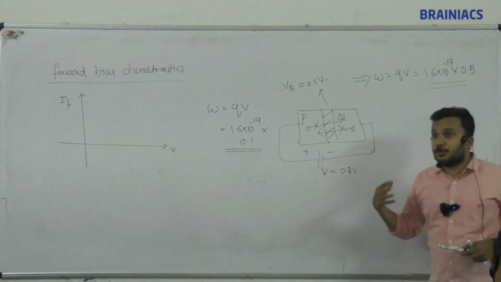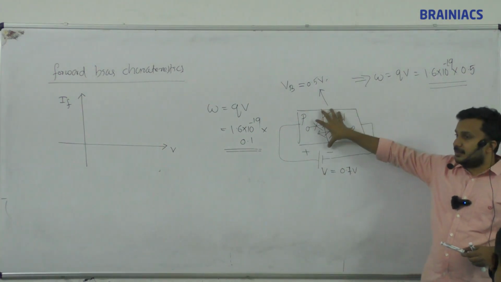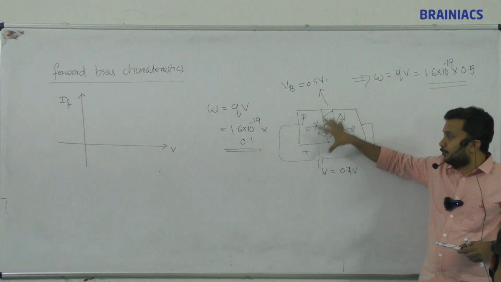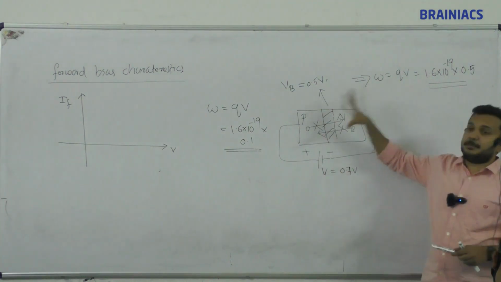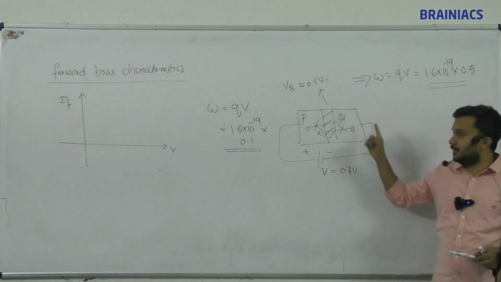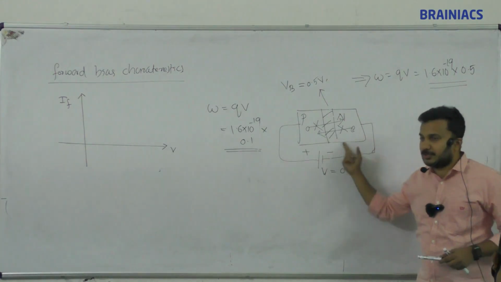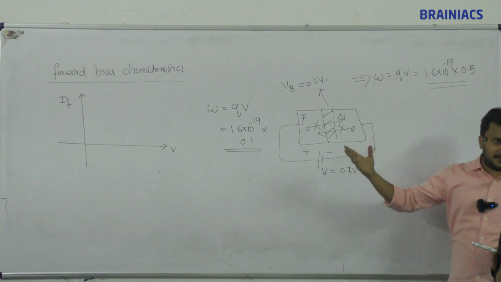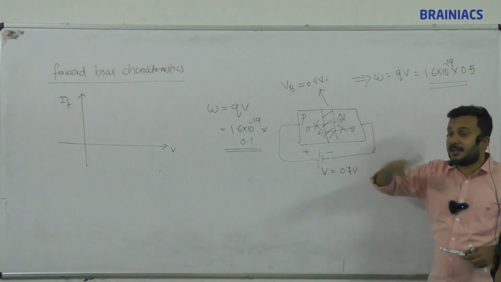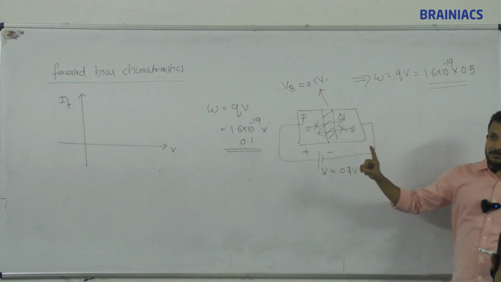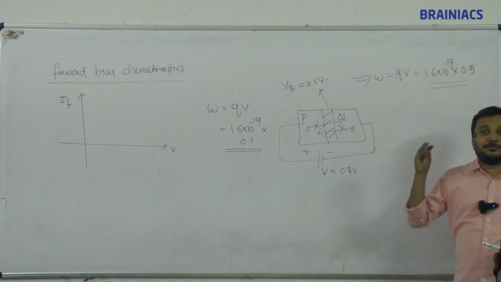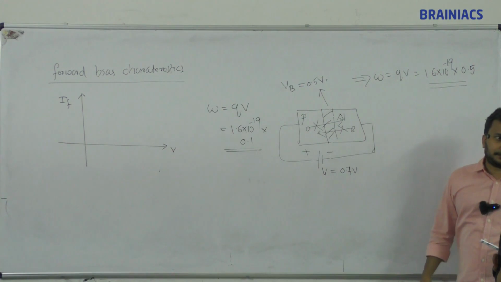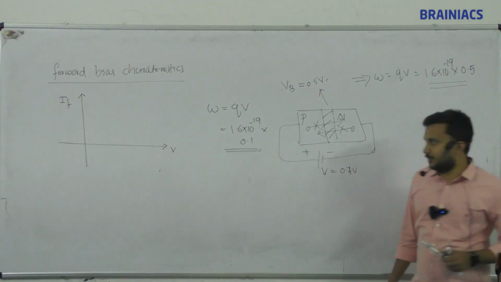So for the electrons and holes to move, I have to give a higher voltage than the barrier voltage. Then the electrons and the holes together we call as charge carriers. The charge carriers can move across the junction. Then what will happen? IF will start. IF means forward current will start. Understood? Forward. So we will write.